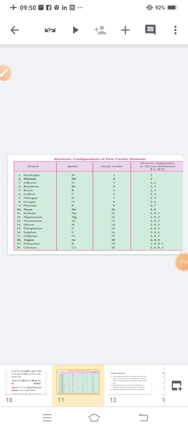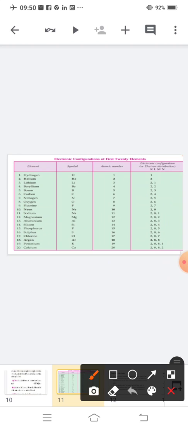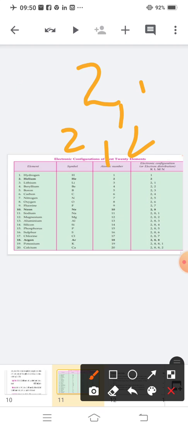Now this is a chart. Here we have the electronic configuration of the first 20 elements. See, we know that the atomic number of hydrogen is 1. So the electronic configuration will be 1 only. Helium is 2, so 2. Lithium is 3, so in the first shell 2, then 1. Beryllium is 4, so 2 and 2, because in the first shell you can locate 2 and in the second you can locate 8, but the atomic number of beryllium is 4. So out of 4 you have already located 2. How many are remaining? 2 are remaining. So this 2 will come here.